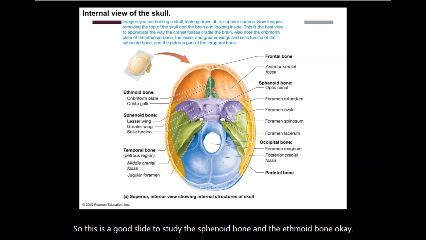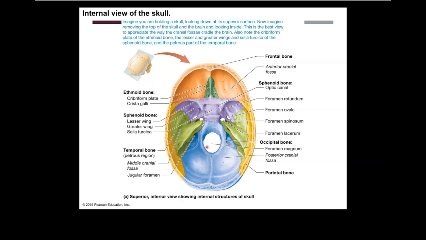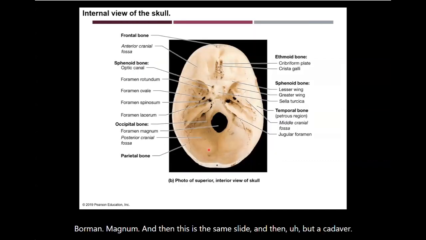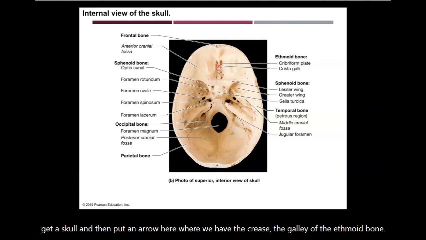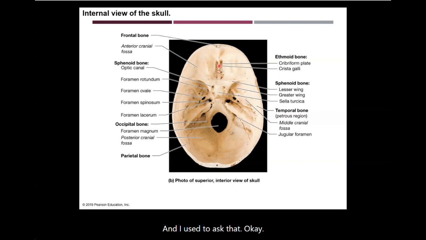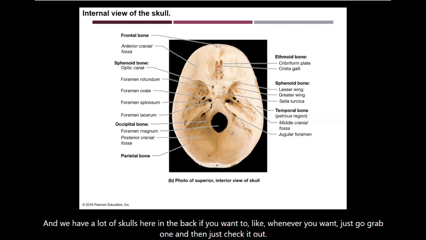So this is a good slide to study the sphenoid bone and the ethmoid bone, okay? The rest we are familiar with, the temporal bone, occipital bone, parietal bone. What is this opening here? Foramen magnum. And then this is the same slide, but a cadaver. And when we used to do it in person, everyone, I used to ask, get a skull and put an arrow here where we have the crista galli of the ethmoid bone. And I used to ask that. Okay, and we have a lot of skulls here in the back.